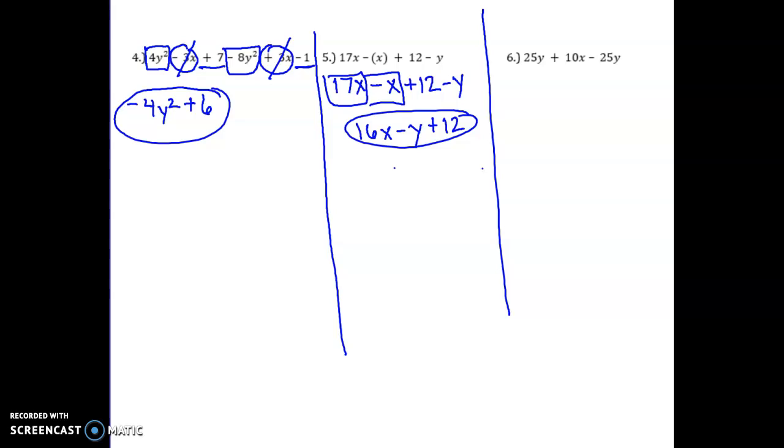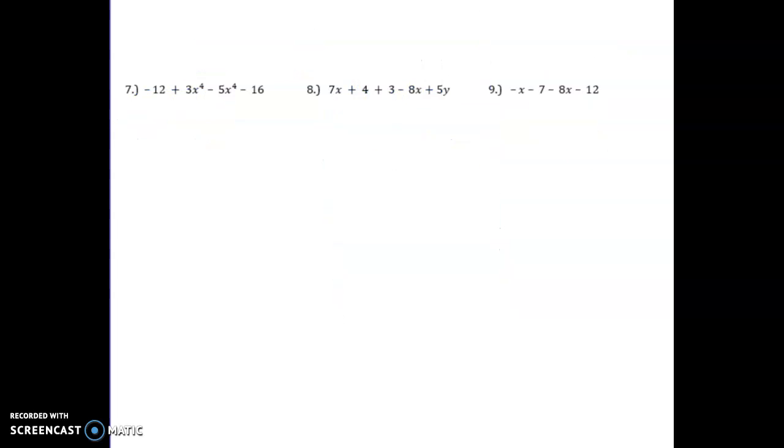Okay, now at any point here you can stop the video and try a few, and then you can go back and see if you got them right, or you can actually just try them on your own and then look at the answer key that's provided on the website. But 25y minus 25y, they would cancel out and you would be left with just 10x.